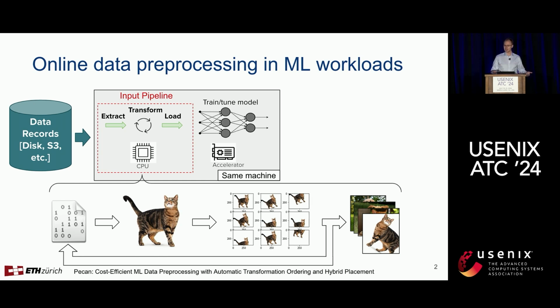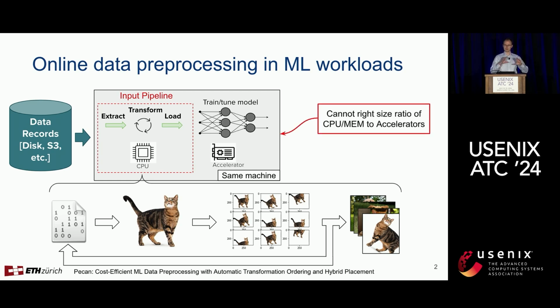Here is an example where we take the data from file, then we extract the image of a cat, for example, perform some transformations, and finally we're ready to load our data into the model. Now the issue is if we collocate these two fundamental tasks of the input pipeline and the model training on the same machine, we typically don't have the right ratio of CPU and memory resources to the accelerator resources. And this can, of course, be very wasteful, which is not good for large-scale machine learning.